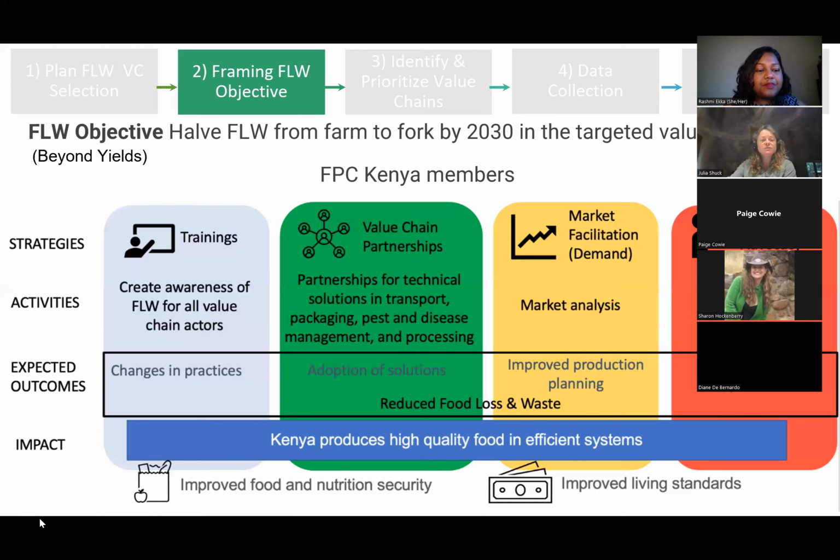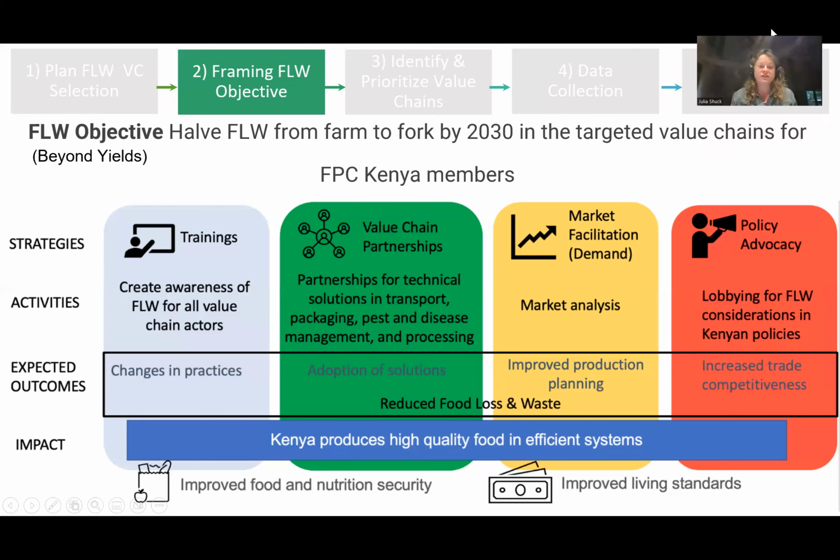The objective they developed was to halve food loss and waste from farm to fork by 2030, and the targeted value chains specifically for FPC Kenya members. The targeted value chains being those that would rise to the top after going through this exercise. As an organization, one of their goals is to drive growth for their members, but the bigger picture is to drive growth within Kenya. They want to be a part of the process that helps increase Kenyan GDP, as well as nutrition and food security. To those ends, they see Kenya as producing high quality food and efficient systems.